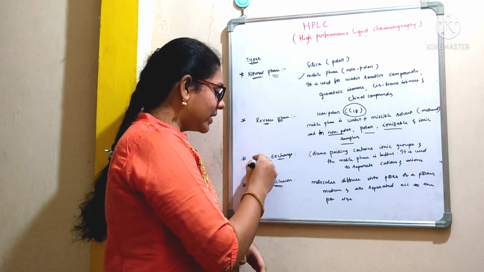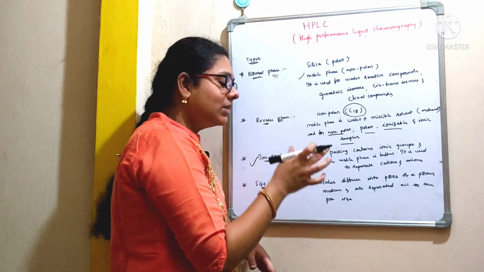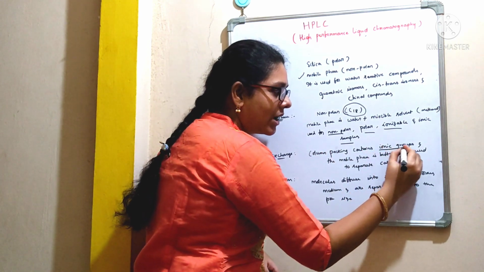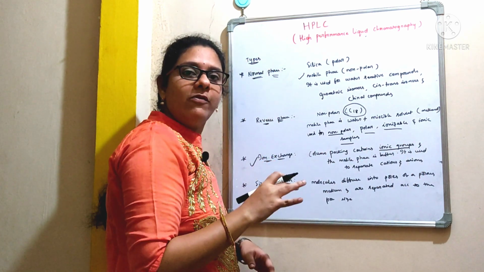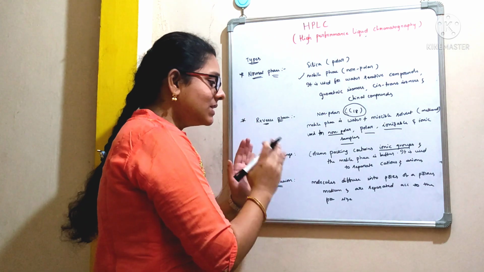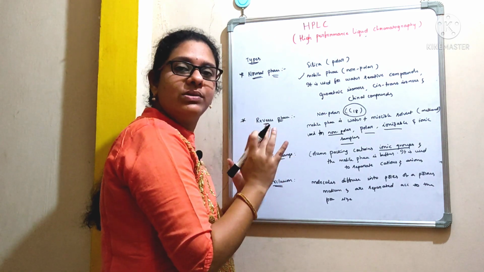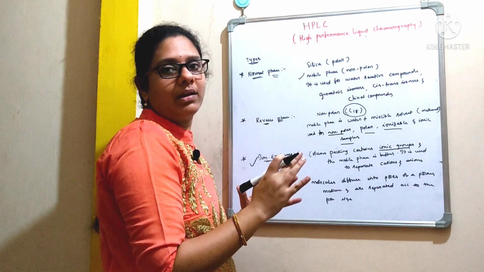Coming to the third one, that is ion exchange. Here the column packing contains ionic groups and the mobile phase is buffer. So this method is especially used to separate cations and anions.